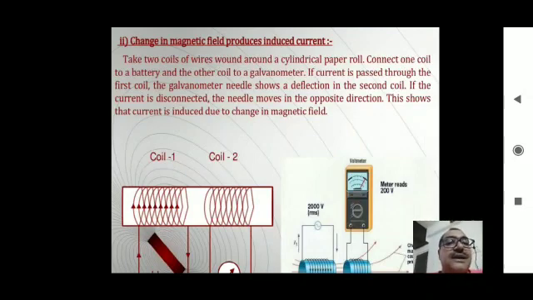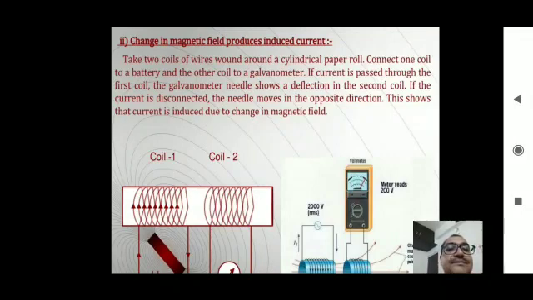Second, this is the second activity, that change in the magnetic field produces induced current. It means that this is how we can generate the current. So students, here we have to take two coils. We connect coil 1 with the battery and plug key, as you can see in the figure, and near it coil 2 is attached to the galvanometer.